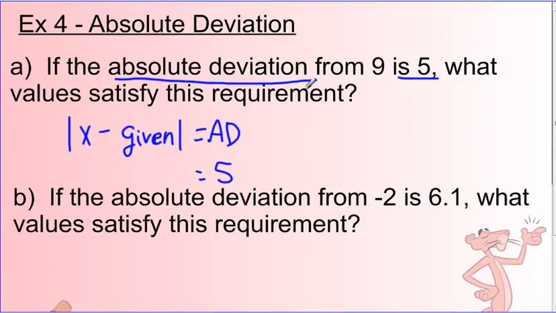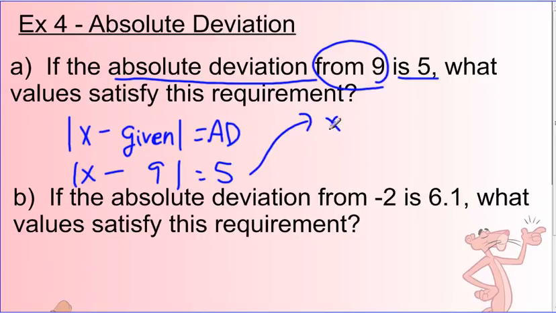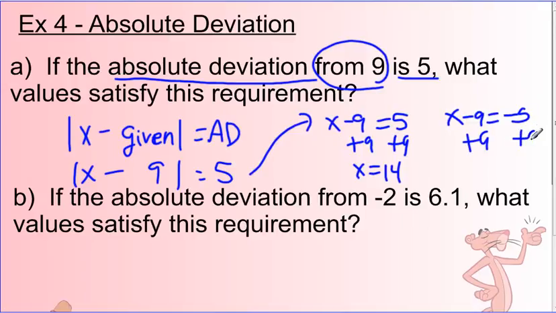This given value is kind of like the middle. It's the number you're starting from. So what's the absolute deviation from 9? That's our given value. Now look at that. That problem, now that we've done all those other hard ones, is actually pretty easy. The absolute value equals a positive, which is fine. So now all we do is we separate it into two separate problems. X minus 9 could equal a negative 5. Solve both of them. Plus 9 to solve. X equals a positive 4. So we got 14 and 4.